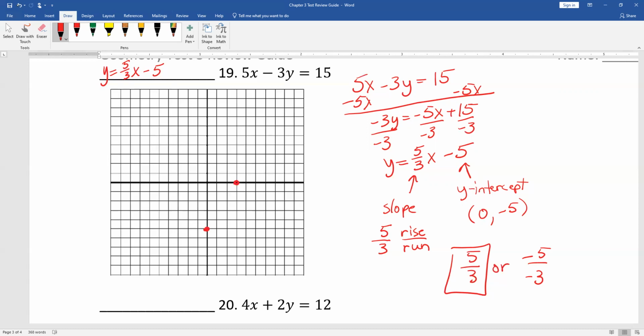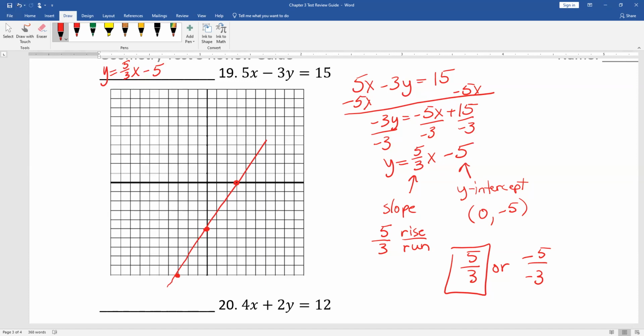All right, so what if it's -5 over -3? So that means I go down 5, 1, 2, 3, 4, 5, left 3. And I have 1, 2, 3 of this guy right here. And so you can see they are perfect mirrored opposites from the y-intercept. And so you have your line, something like that. So now you have graphed it, and you didn't need that second one to do it.